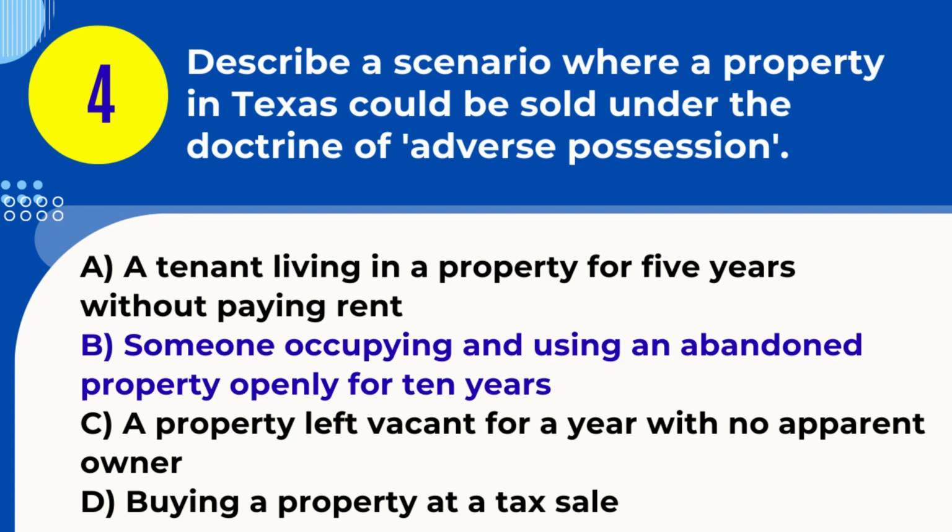Answer. B. Someone occupying and using an abandoned property openly for 10 years. Explanation. In Texas, adverse possession allows someone to claim ownership of a property if they have occupied and used it openly and continuously for a specific period, typically 10 years, without the legal owner's permission.